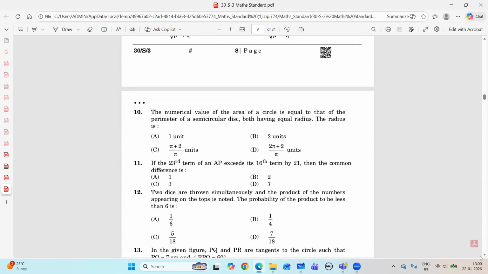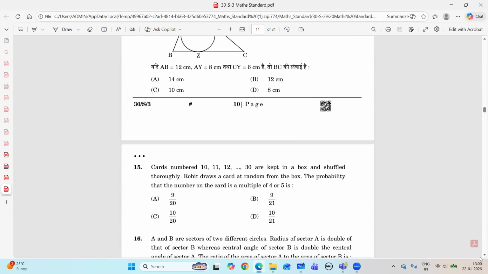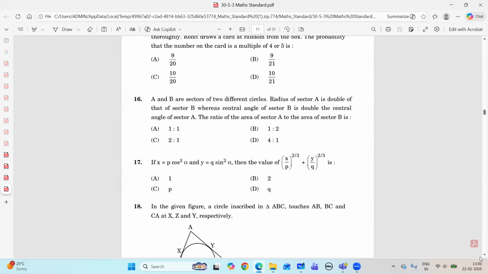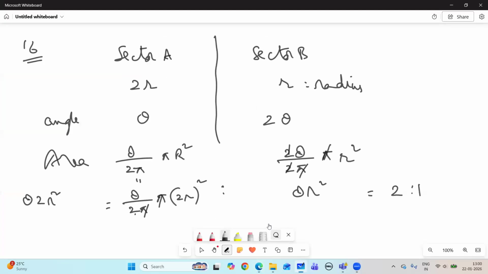You should be careful with the order of the areas in the ratio, right? It is the ratio of the area of sector A to sector B. So what did we do? For sector B radius is r, so for sector A, radius is twice of this, it is 2r. If theta is the angle of sector A, for sector B it is 2 theta. So, right, this is the area of sector A.